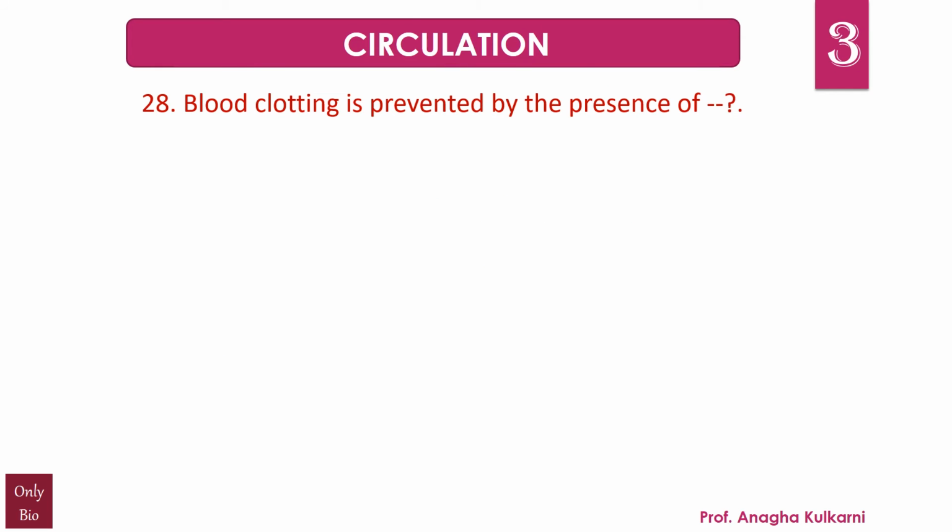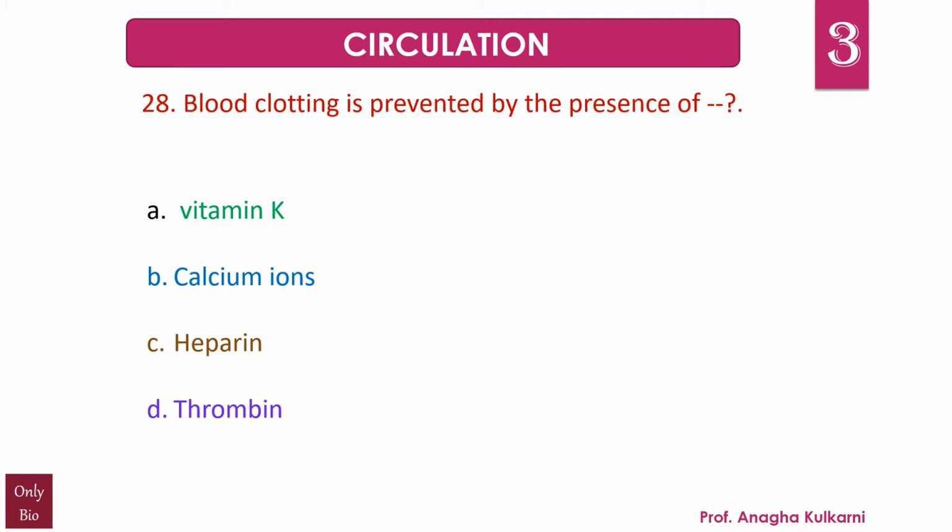Question number 28. Blood clotting is prevented by the presence of dash. A. Vitamin K. B. Calcium ions. C. Heparin. D. Thrombin. And the correct answer for this question is C. Heparin. You know, heparin is the anticoagulant. It prevents the blood clotting when the blood is flowing within the body.